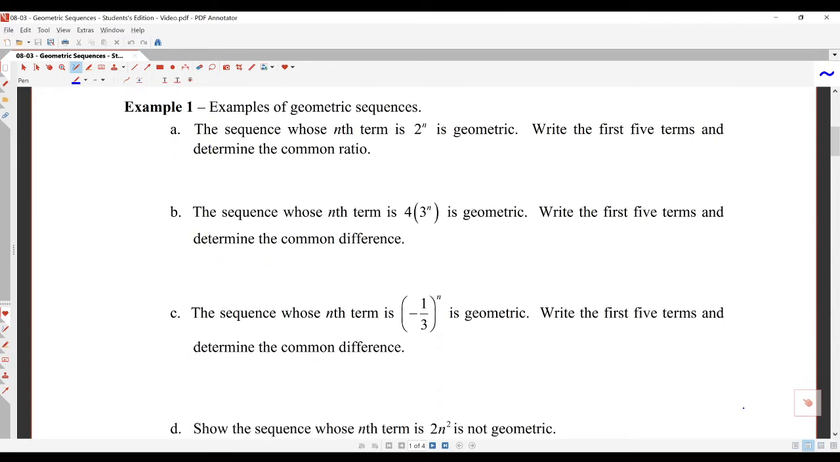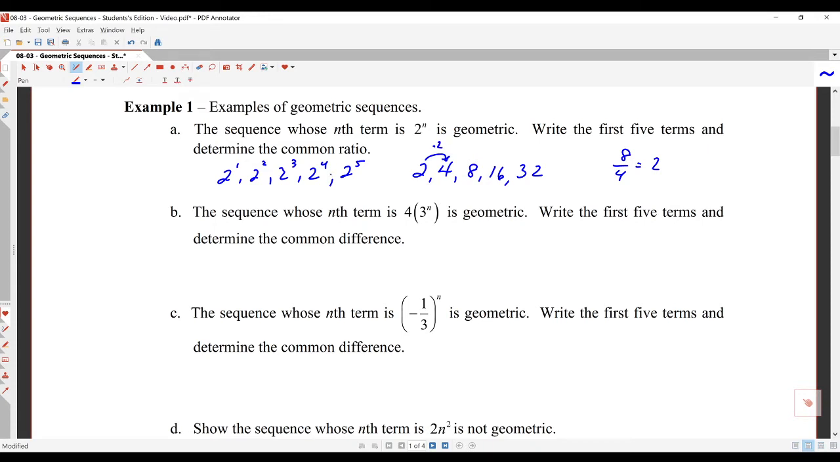So the sequence whose nth term is 2 to the n is geometric, right? The first 5 terms: we plug in and get 2 to the 1, 2 to the 2, 2 to the third, 2 to the fourth, 2 to the fifth, or 2, 4, 8, 16, and 32. Again, take any term, divide it by the term before it, and we get 2. So 8 over 4 is 2. Another way of looking at it is what do you do from one term to the next? You multiply by 2. That's the common ratio.